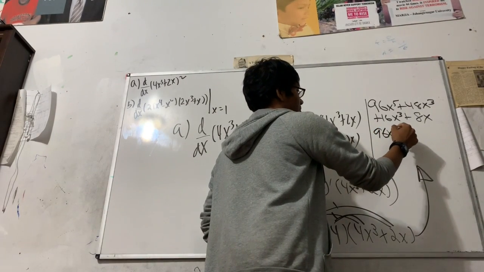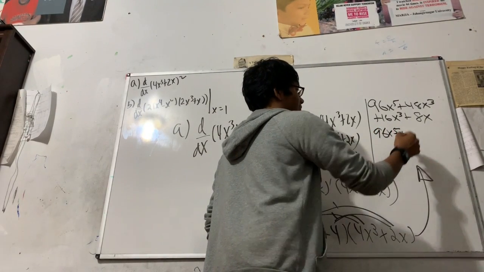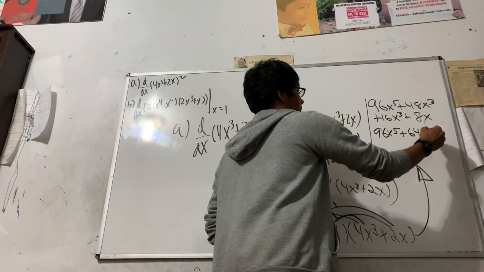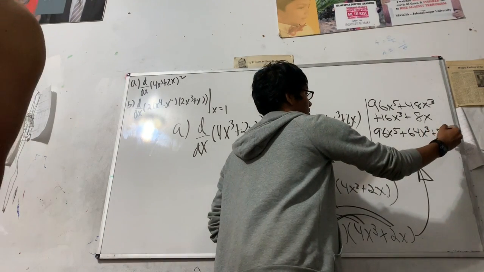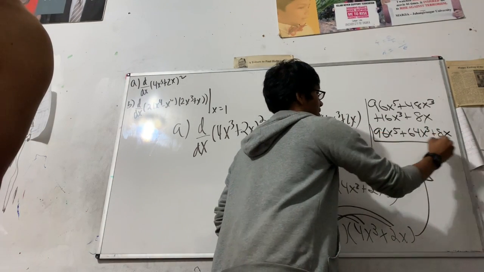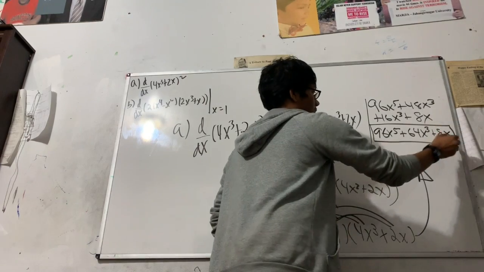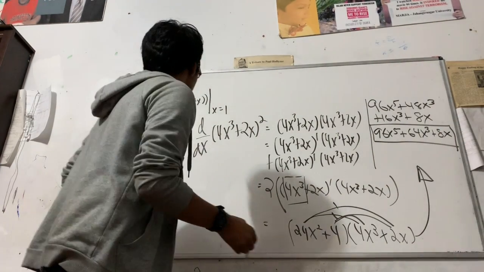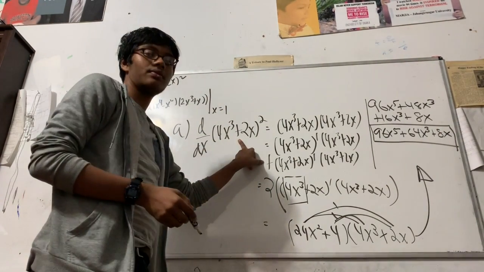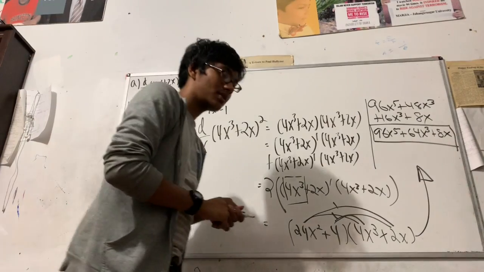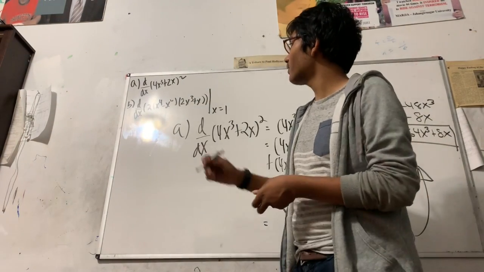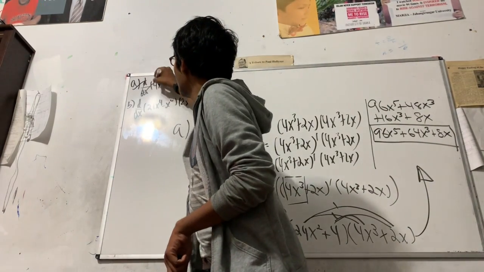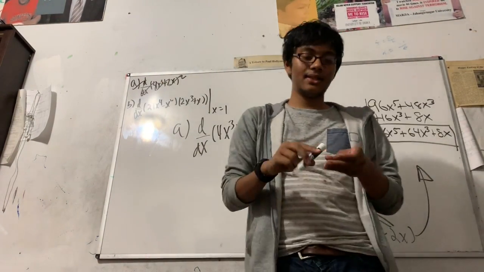Our final answer is going to be 96 times x to the 5th plus 64 times x cubed plus 8x. And that, folks, is going to be the derivative of this function, 4x cubed plus 2x squared. Okay, so question 1, we've done our first example. Let's go ahead and complete the second example.